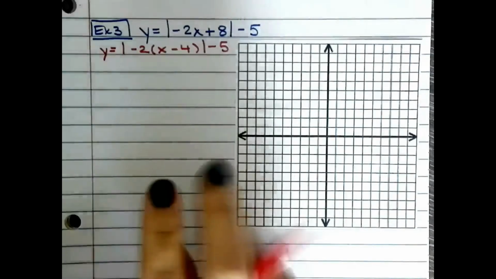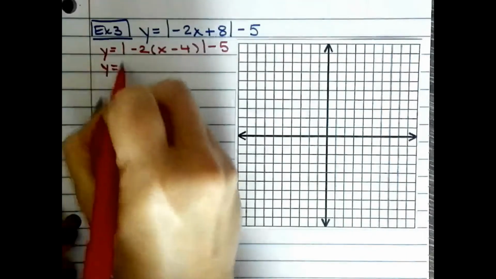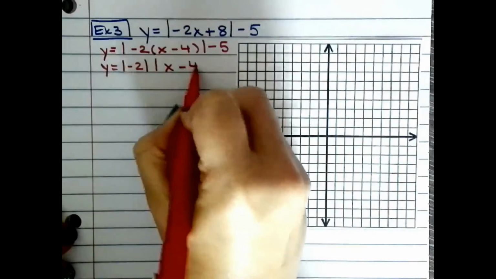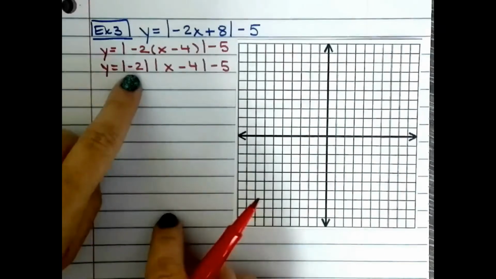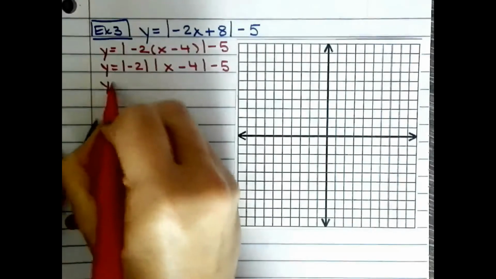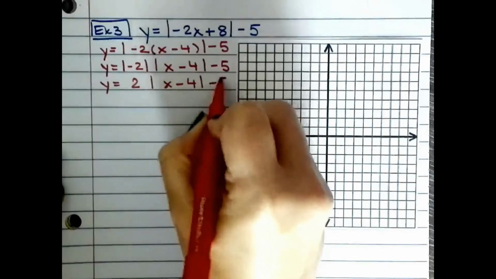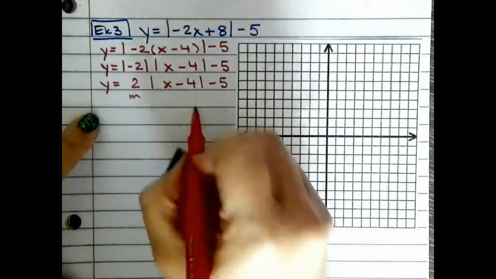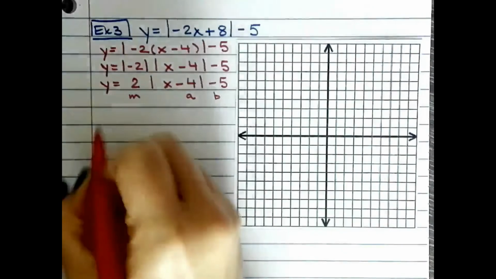So now I'm going to rewrite that into absolute value, in two separate ones. So it's going to be the absolute value of -2 and then the absolute value of x minus 4, minus 5. And then you evaluate that absolute value. So you take the absolute value of -2, which is 2. And then x minus 4 minus 5. Okay, that looks better. Now I have m is 2, a is 4, b is -5.